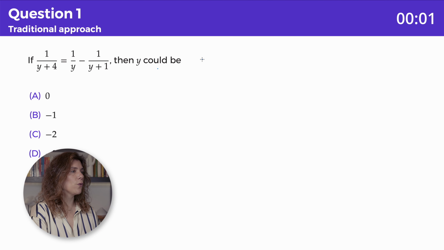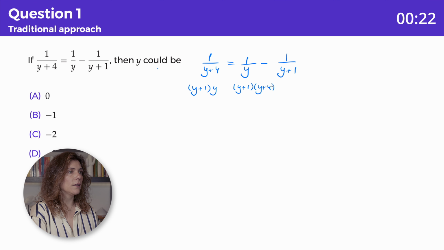First of all, let's rewrite this equation down. 1 divided by y plus 4 would be equal to 1 divided by y minus 1 divided by y plus 1. So to solve this equation, we need to have the same denominator. So we need to multiply the first fraction by y plus 1 and y, the second one by y plus 1 and y plus 4, and then the last one by y plus 4 and y.